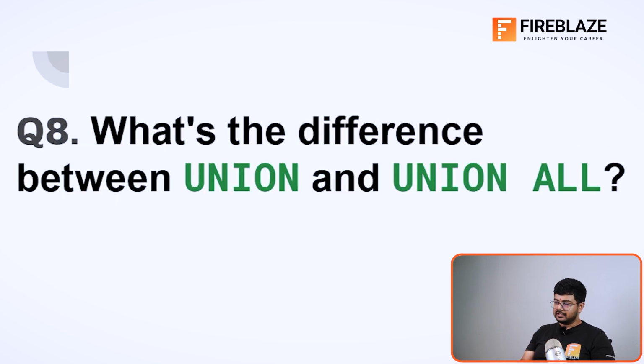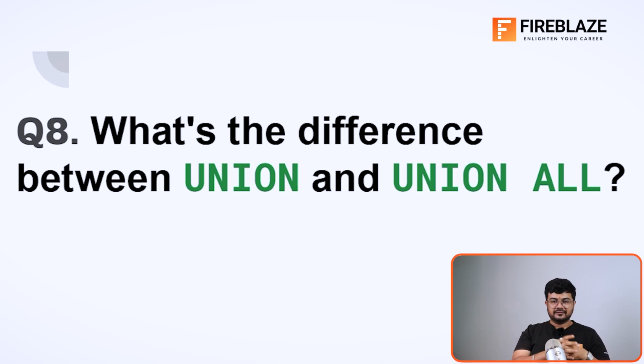Moving on to the next question, that is, what's the difference between union and union all? This is a pretty simple question, and the answer is pretty basic, a one-liner. The difference between union and union all is union retrieves all the values, whether unique or duplicate, between the two tables that we are trying to merge, whereas union all brings all the values from the table. So again, my mistake.